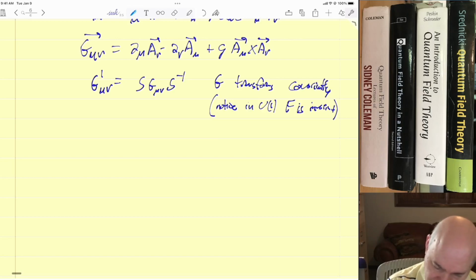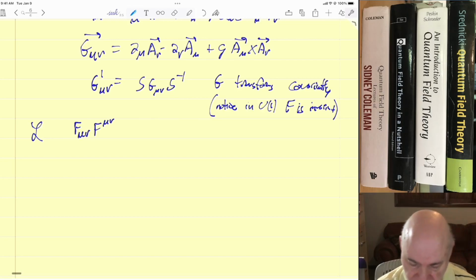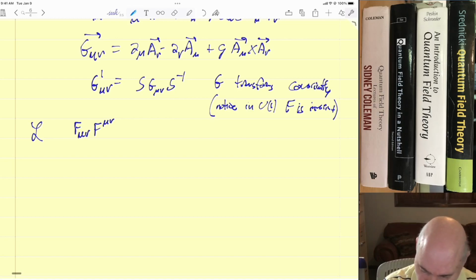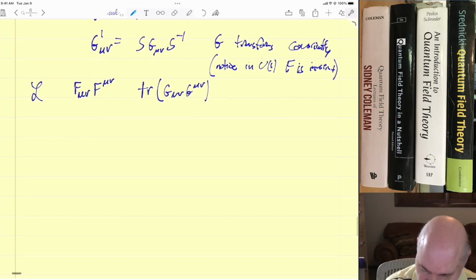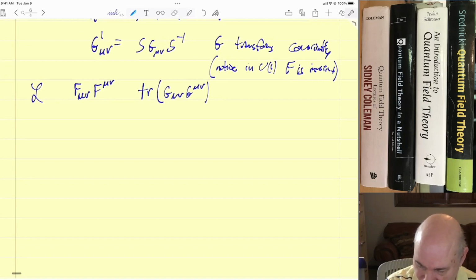So in electromagnetism, our scalar term in the Lagrangian would be F mu nu F mu nu. But when we're doing QCD or the weak interactions, this isn't a scalar. It's a space-time scalar, but it's not a scalar internally. What we do is we take the trace. And of course, in a way, you'd expect that because these are matrices. When you multiply them, you get a matrix, and then you need a scalar for the Lagrangian, so you have to take the trace.